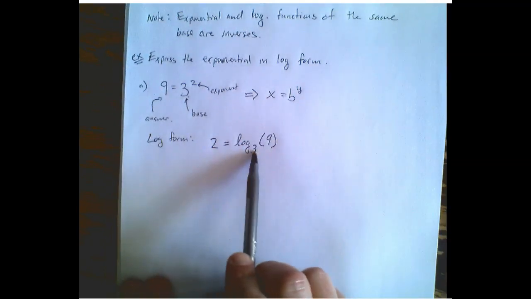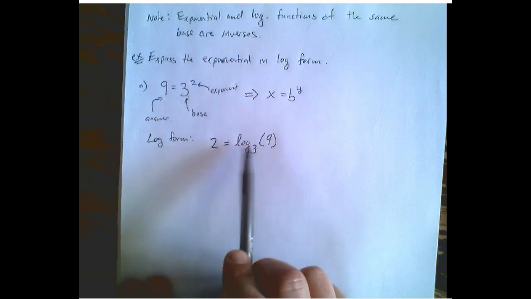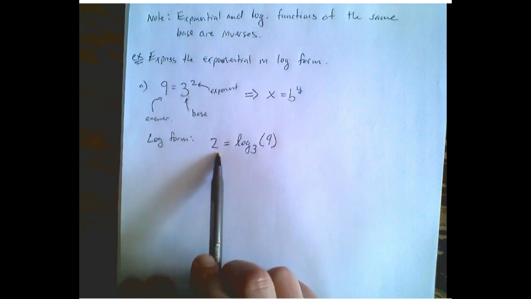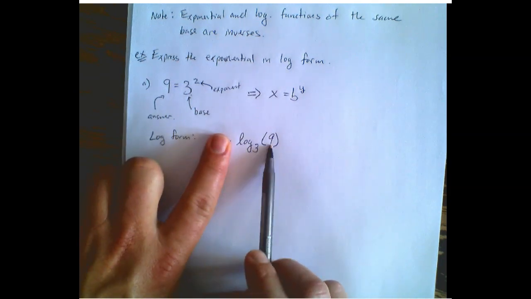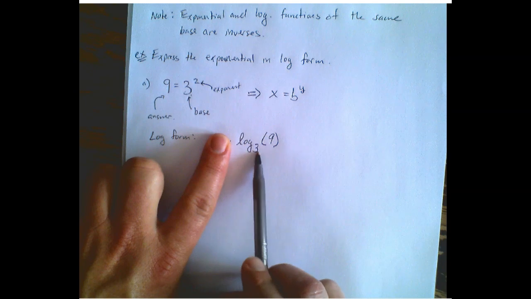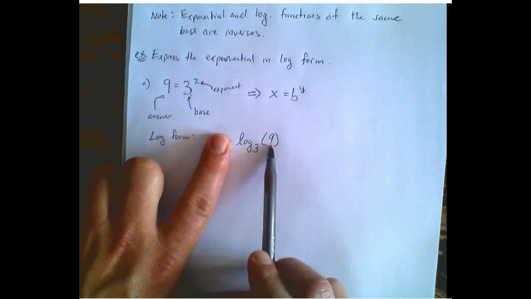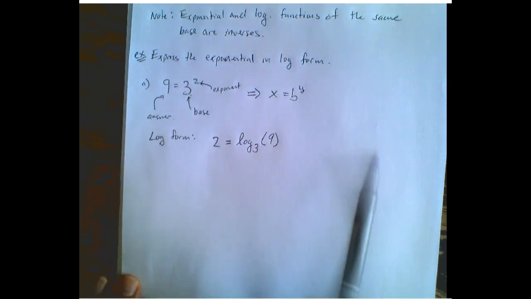Notice something with the log expression. The outcome of a log is always an exponent, right? So if we were to see just this expression and try to evaluate this log, we ask ourselves, what power do I raise 3 to so that the outcome is 9? And the answer would be 2, right?